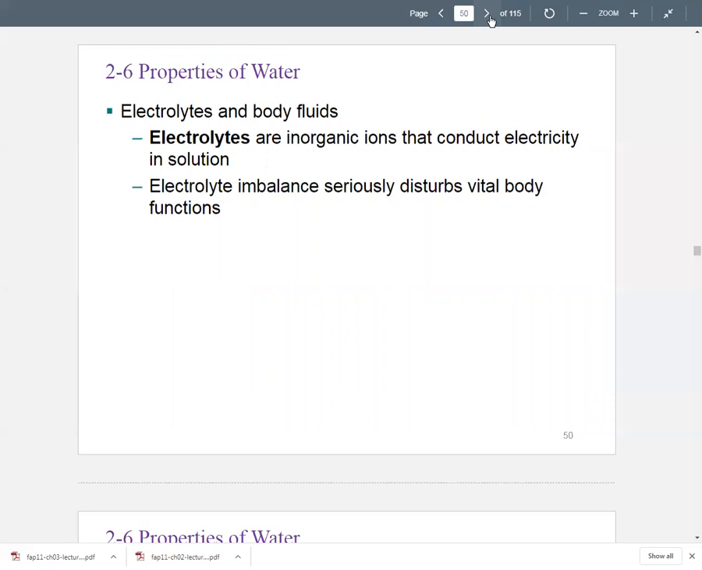All right, electrolytes and body fluids. You hear that, electrolytes, when you drink your Gatorade or Powerade. So what are they? They are inorganic ions that can conduct electricity in your solution. It's not just that you need to replace them because you lost them when you sweated. You also need them so that your body can actually conduct electricity the way it needs to. Now, you don't want it to conduct electricity in ways that you don't need to, but you do have some electricity that happens in your body. Electrolyte imbalance can disturb your body function.